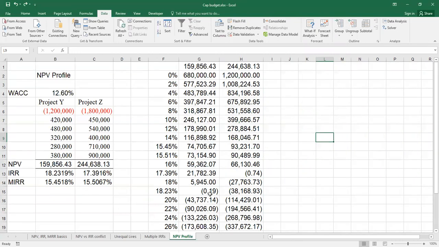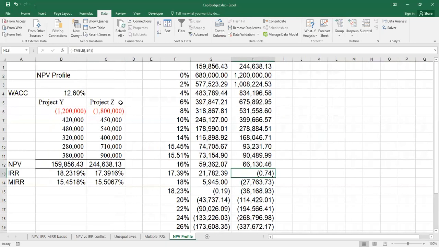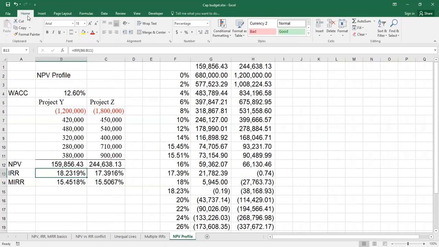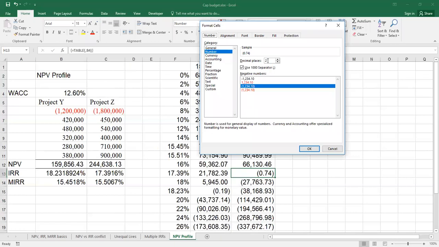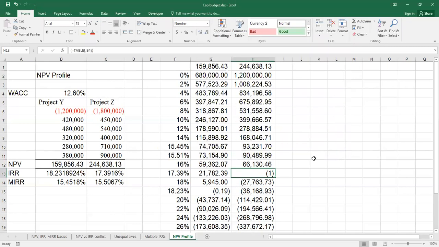IRR 18.23. May butal, no, may butal at saka 17.39. Medyo may butal siya. Kasi renowned off kasi natin itong mga values na ito. Kaya hindi naging eksaktong zero. Kung tanggalin mo yung decimal place, hindi siya naging eksaktong zero. So, pero practically, parang zero na rin siya. Alright. So, i-plot na natin to.